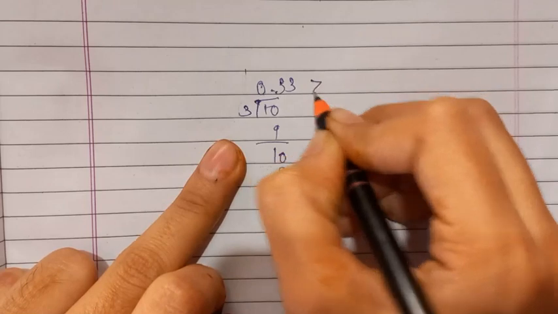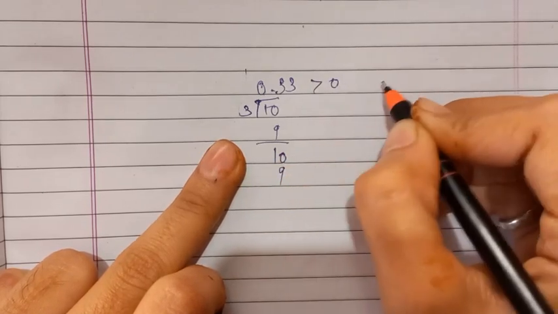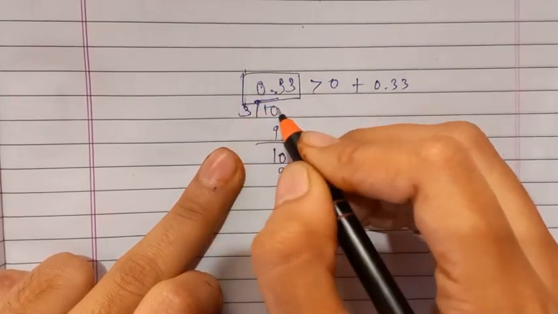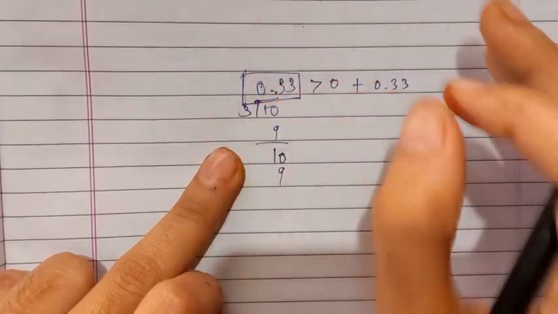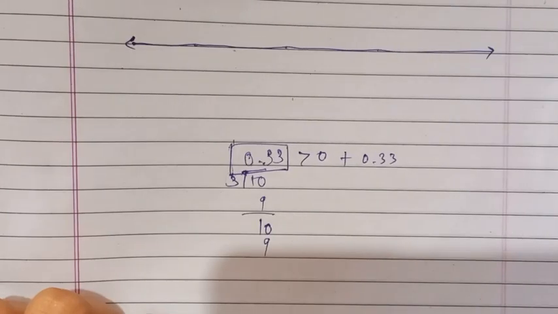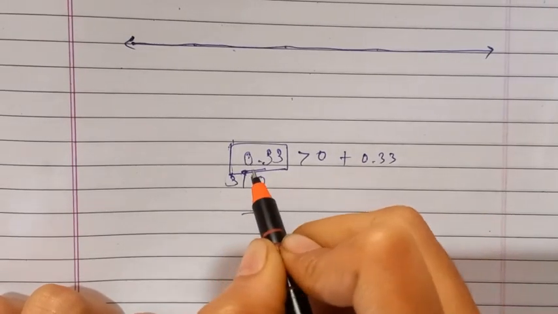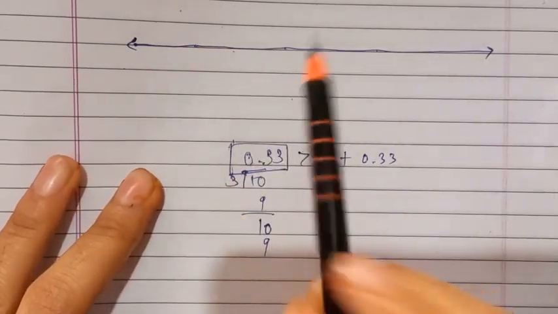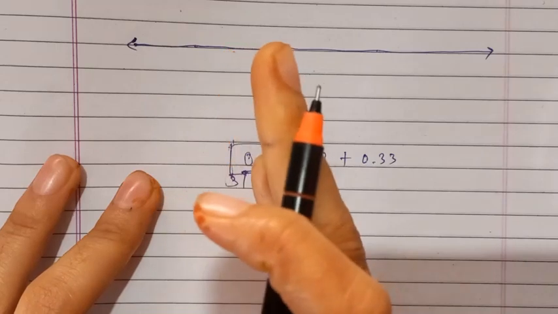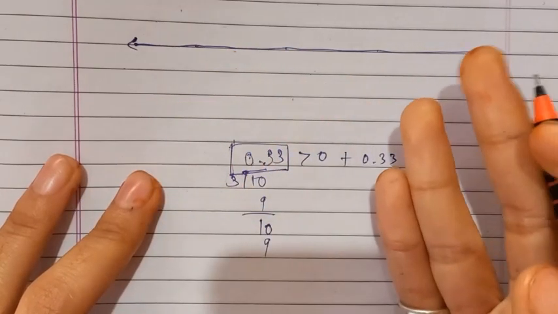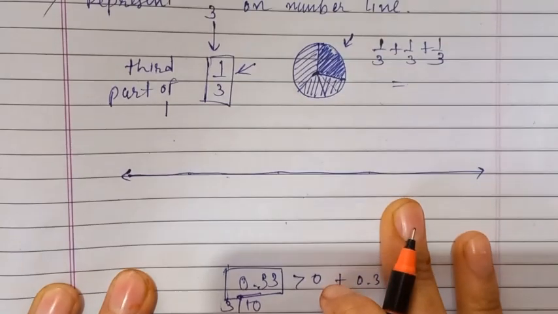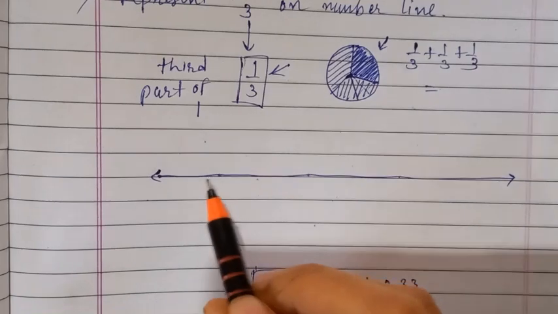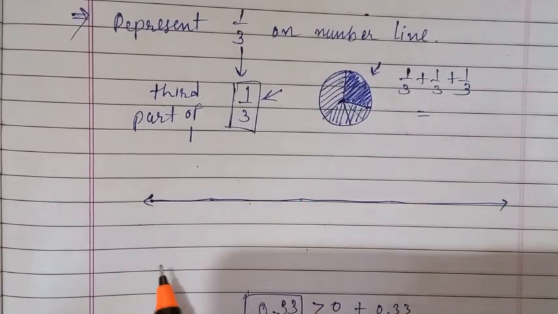So this is greater than 0. If we add 0.33, then it will become 0.333, 3333, it will continue. So this is greater than 0. So we do not need to take 0 on the number line as a starting point; we can start with a number which is greater than 0. Now this is 1 by 3. We can write 0 on the number line also. And this 1 by 3.